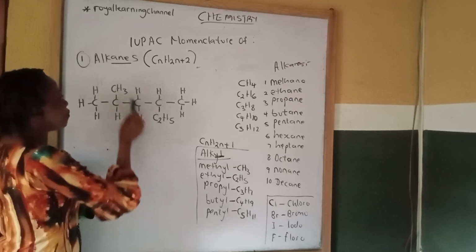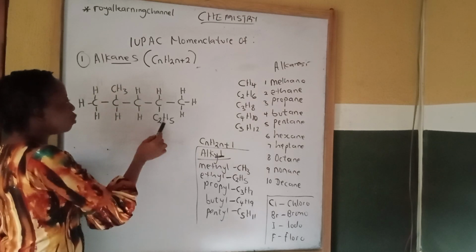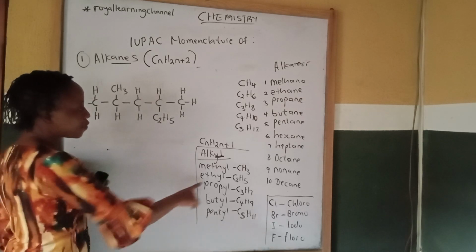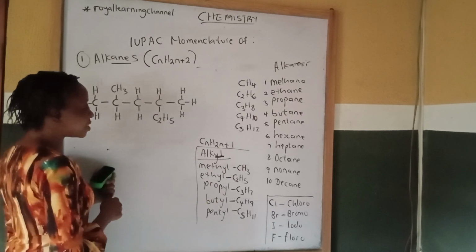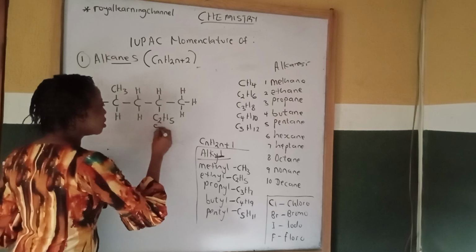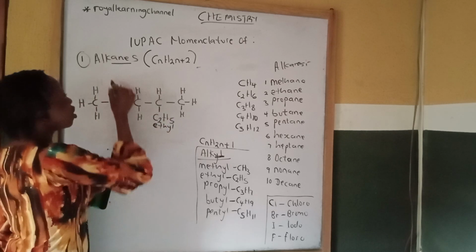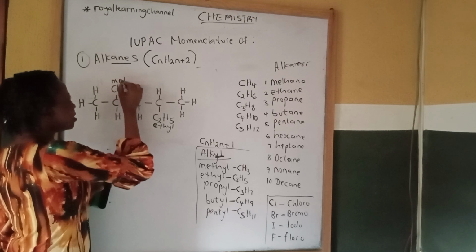Now we have two different substituents. This C2H5 is what is called ethyl. The first substituent is ethyl, then the second substituent is methyl.